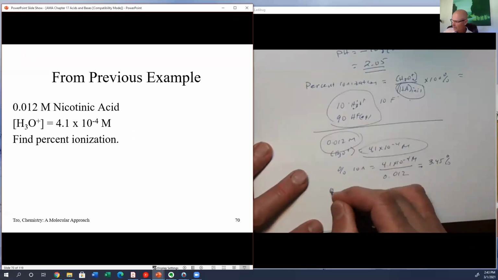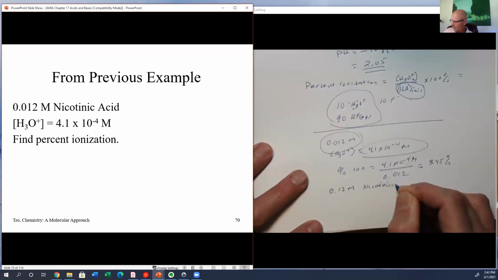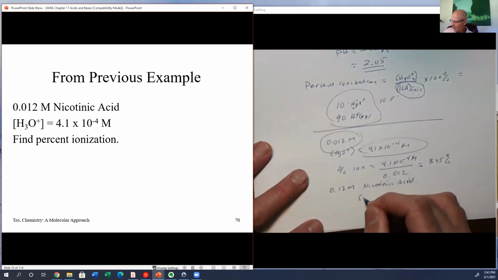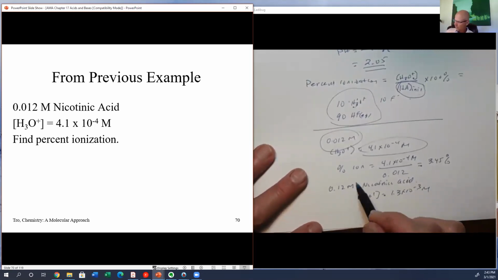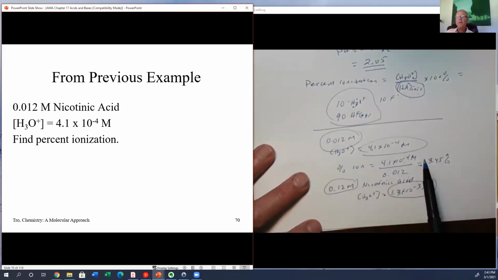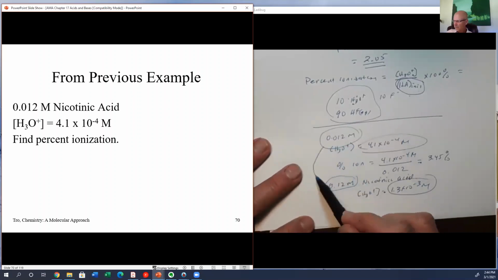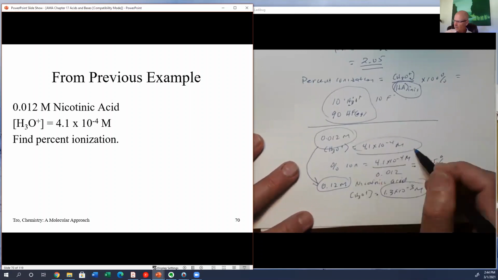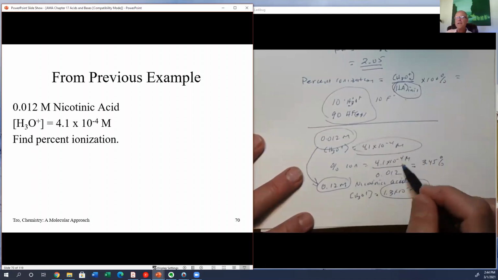If I were to do the same thing for a 0.12 molar solution of nicotinic acid, I would find that the H3O plus concentration in that case would be 1.3 times 10 to the minus 3 molar, okay? So for a 0.12 molar, I get that. And what I want you to see here is the following, and this is a little subtle: I've increased the concentration of the acid by a factor of 10, right? And going from there to there, the concentration of H3O plus increased. So in other words, the solution got more acidic, but it did not increase by a factor of 10.